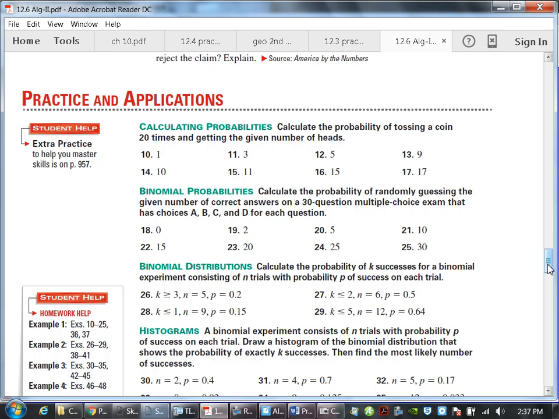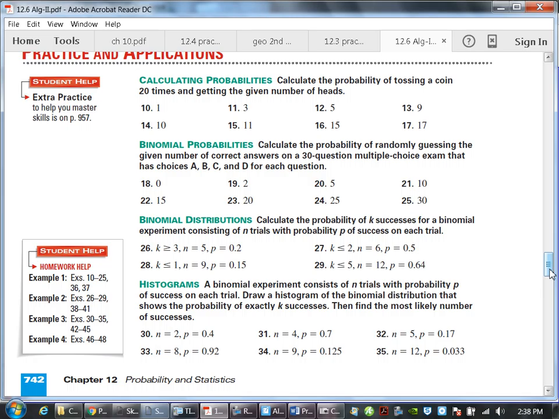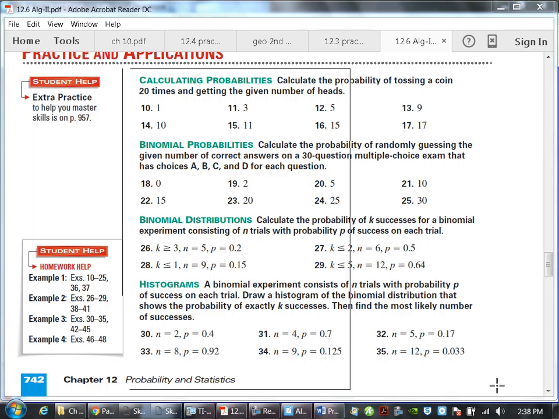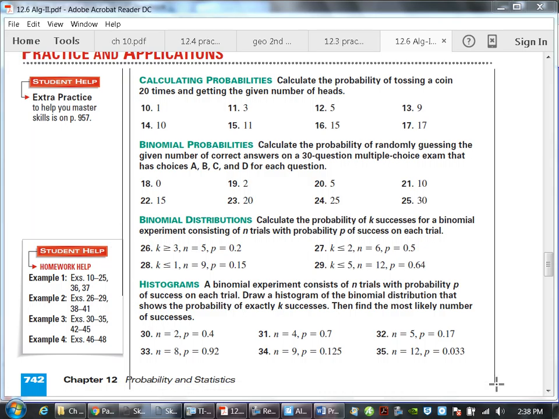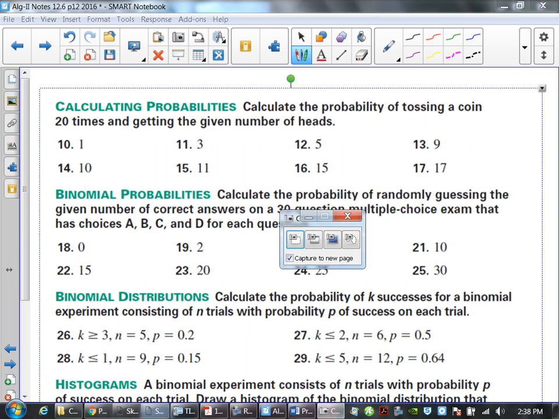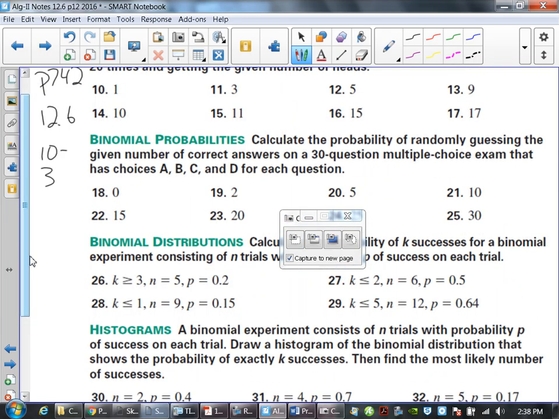I want you guys to do this with pages. This is 742. I'd like you to do 10 through 34 evens. What page is it? 742. Do not worry about drawing histograms. I'm not going to make you do that. What did I say, 34? Yeah. Okay.